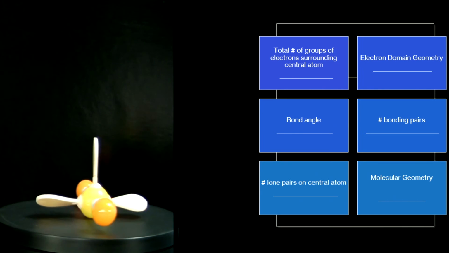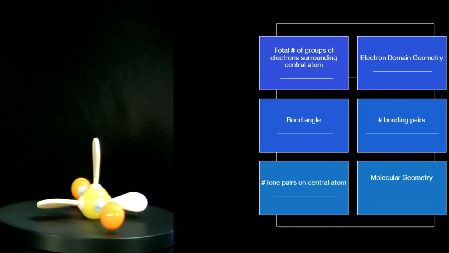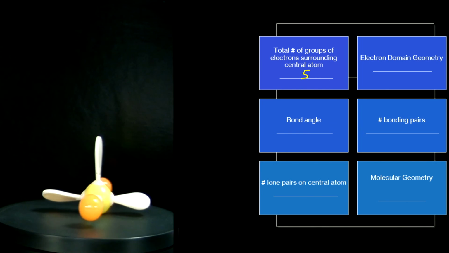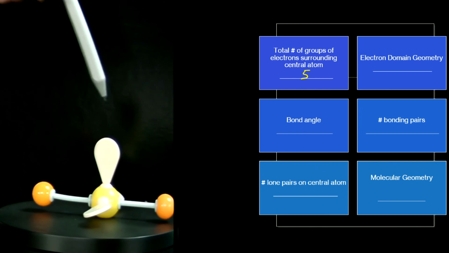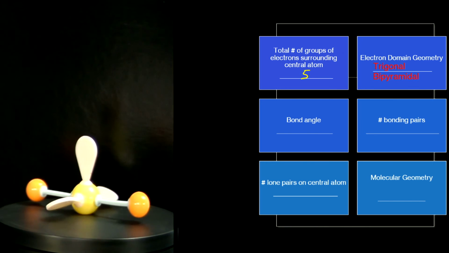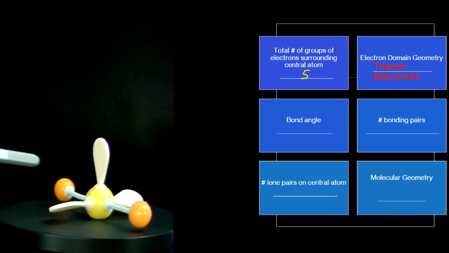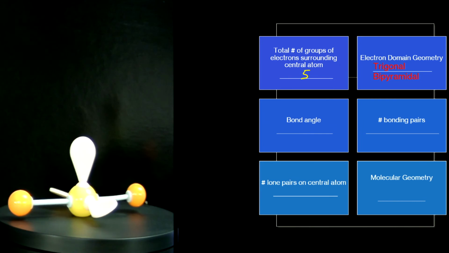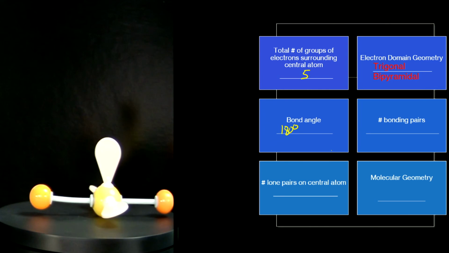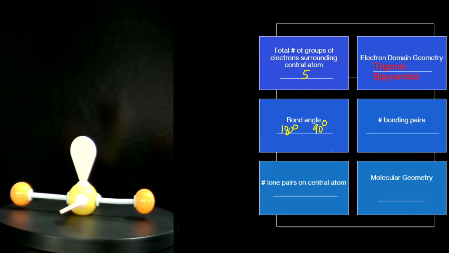So this would represent a model of xenon difluoride. The total groups are 5. We see that we have 2 bonded and 3 lone pairs. So our electron domain geometry is still trigonal bipyramidal. Our bond angle, looking at where our fluorines are, we see they're in a straight line, so we're going to have 180 degrees. And then between our lone pairs and our fluorine, we're going to have 90 degrees.